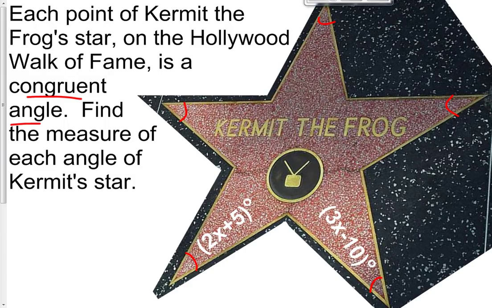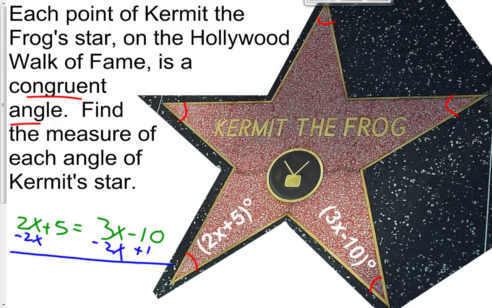If one angle is 2x plus 5, and another angle is 3x minus 10, they're all the same measure, so that means they have to be equal to each other. 2x plus 5 equals 3x minus 10. Now we can solve for x. I might subtract 2x from both sides, and I will add 10 to both sides. So I get 15 equals x. So x equals 15.